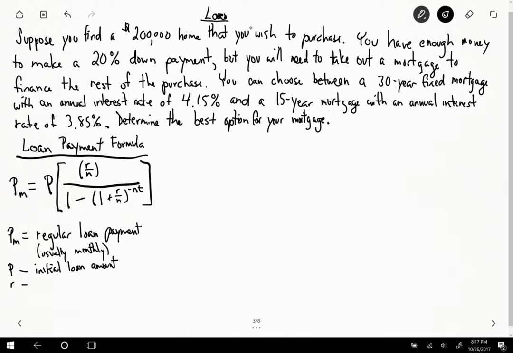R, what does that stand for? That's the annual interest rate. And hopefully we remember this is as a decimal. N is the number of times compounded per year. Most oftentimes it's monthly. I have seen some that do daily, so you've got to be careful with those. T is time in years.